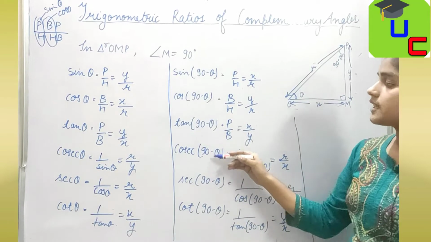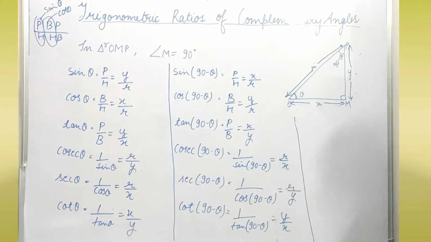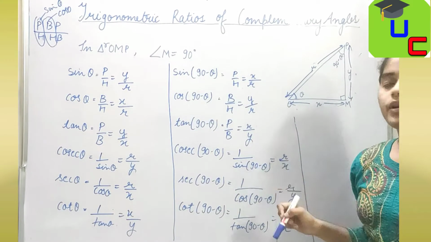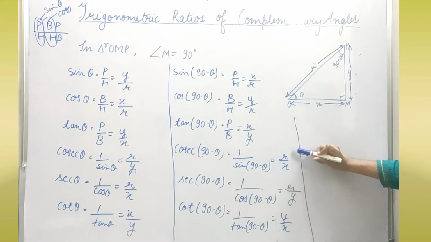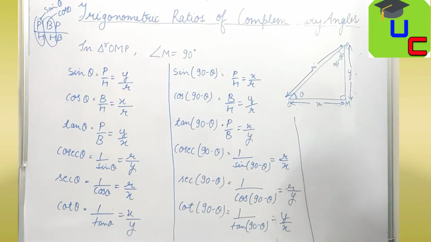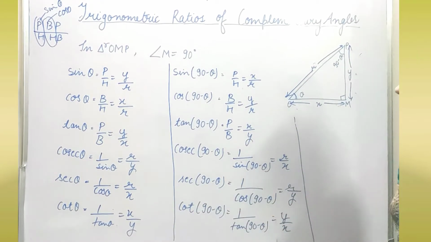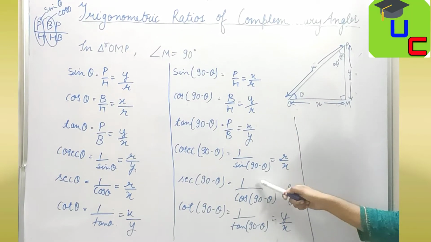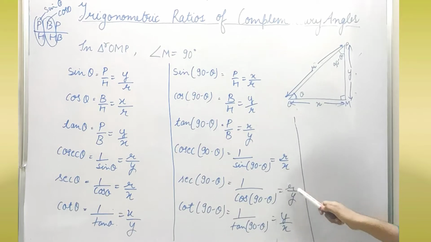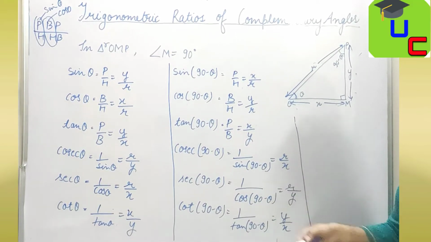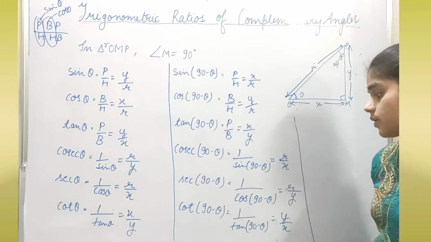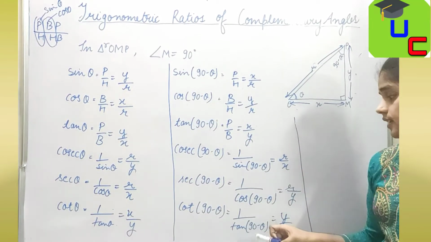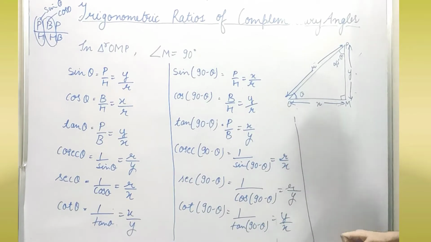In the same way, cosec 90 minus theta is just the reciprocal of sin 90 minus theta, which is 1 upon sin 90 minus theta, which is equal to r upon x. Similarly, sec 90 minus theta is the reciprocal of cos 90 minus theta, which is 1 upon cos 90 minus theta and is equal to r upon y. Same way, cot 90 minus theta is the reciprocal of tan 90 minus theta, 1 upon tan 90 minus theta, which is y upon x.